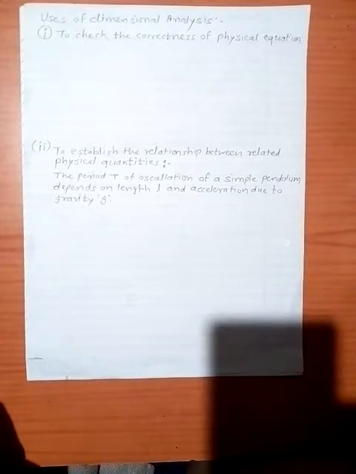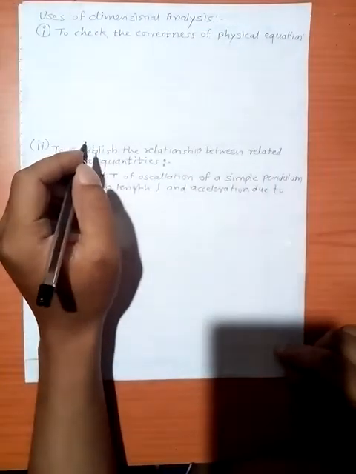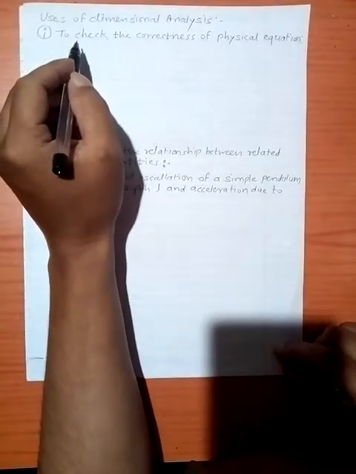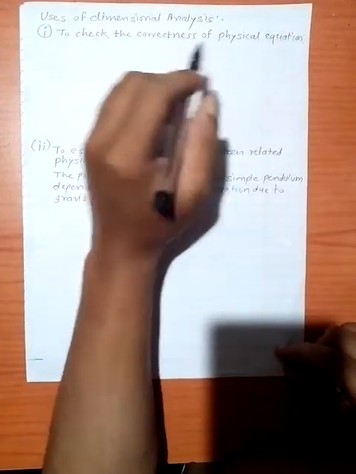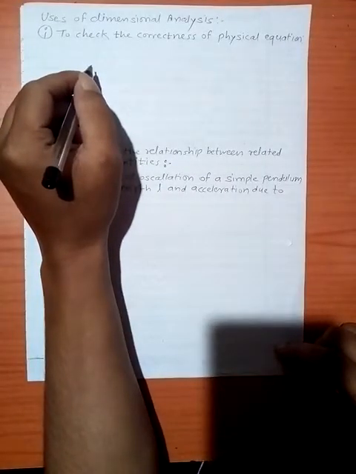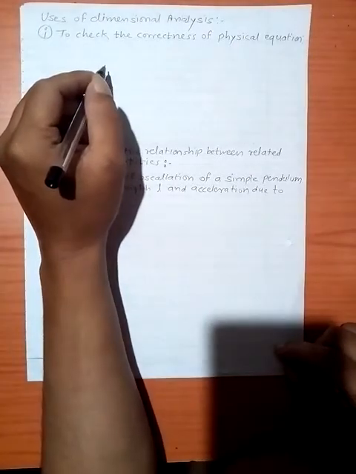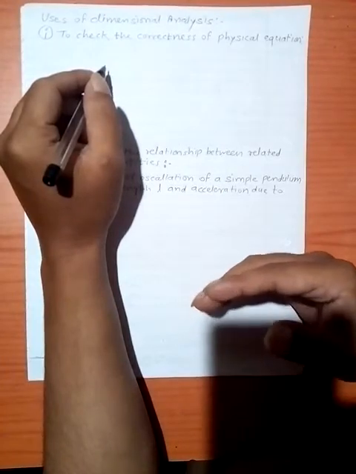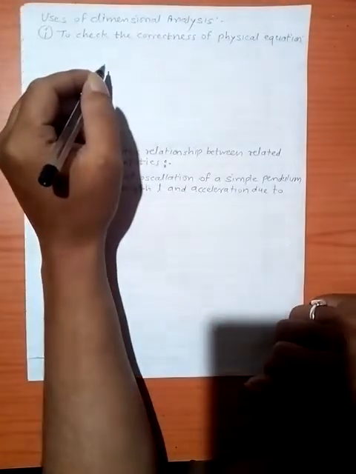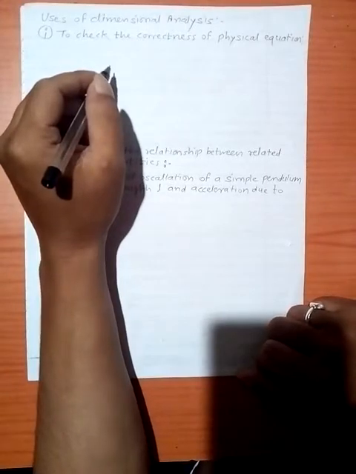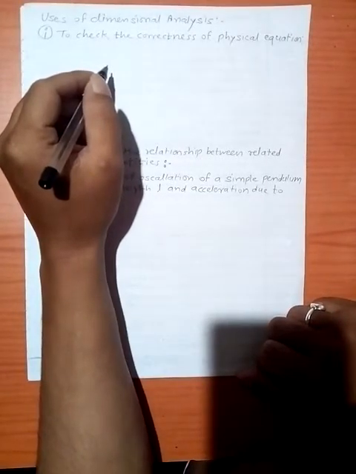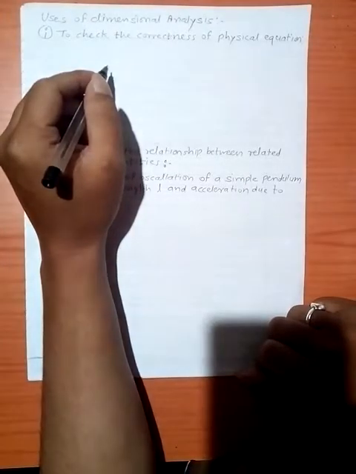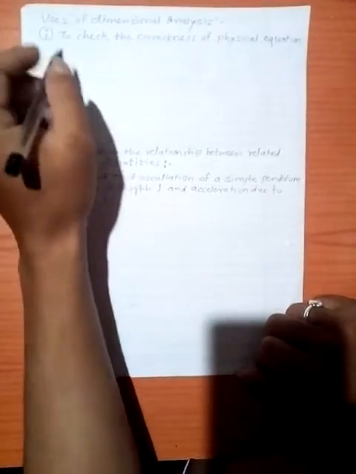Now first we are going to see how to check the correctness of a physical equation. That is, dimensional analysis is used to check the correctness of a physical equation. In any equation relating different physical quantities, if the dimensions of all the terms on both sides are the same, then that equation is said to be dimensionally correct, and this is called the principle of homogeneity of dimensions. For this we first consider an equation of motion.